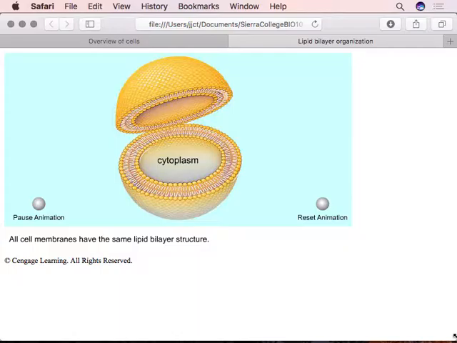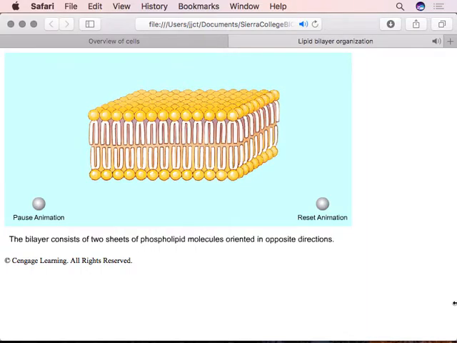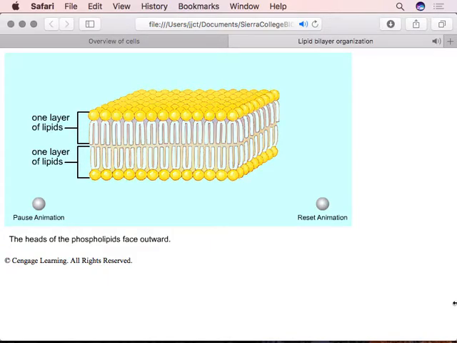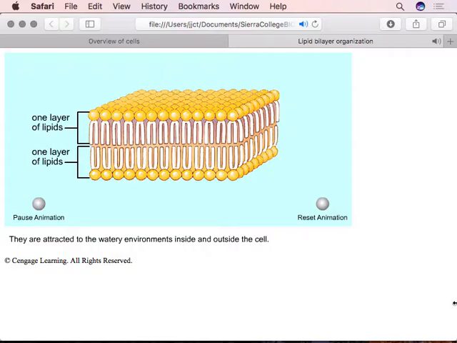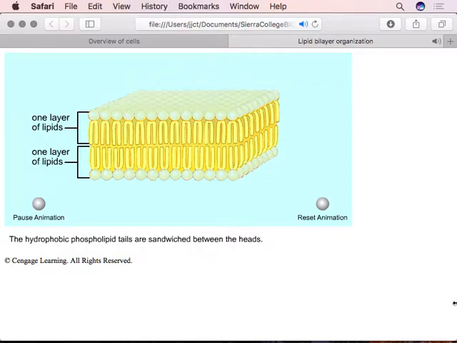All right, let's take a moment to review that. All cell membranes have the same lipid bilayer structure. The bilayer consists of 2 sheets of phospholipid molecules oriented in opposite directions. The heads of the phospholipids face outward. They are attracted to the watery environments inside and outside the cell. The hydrophobic phospholipid tails are sandwiched between the heads. This minimizes their interactions with water.